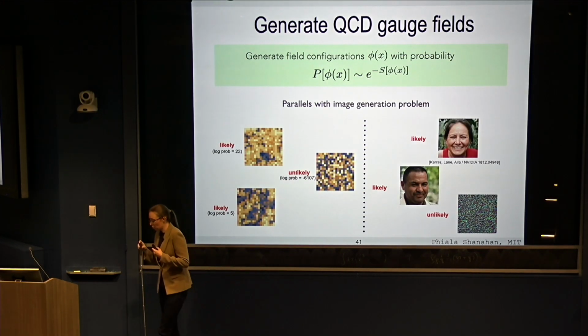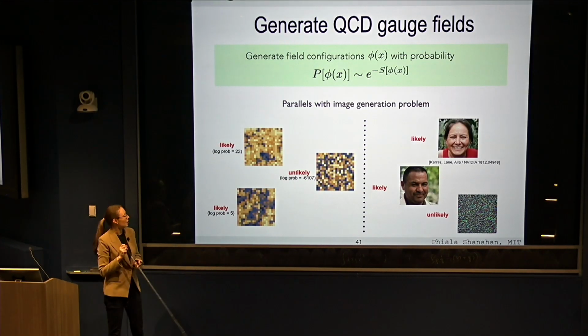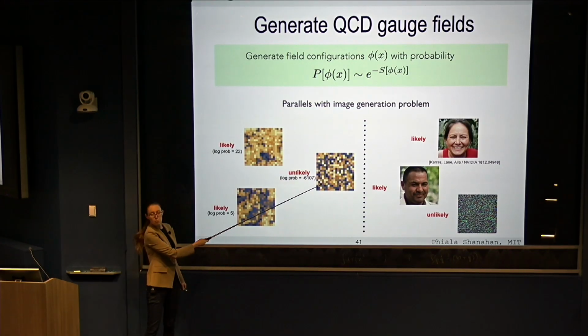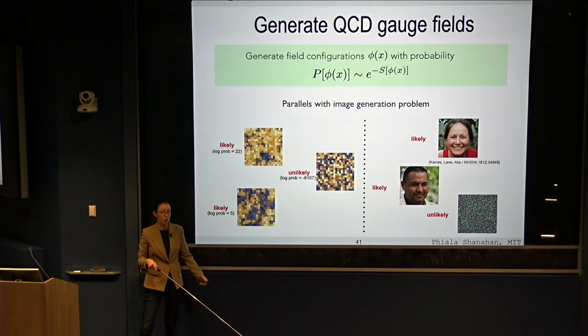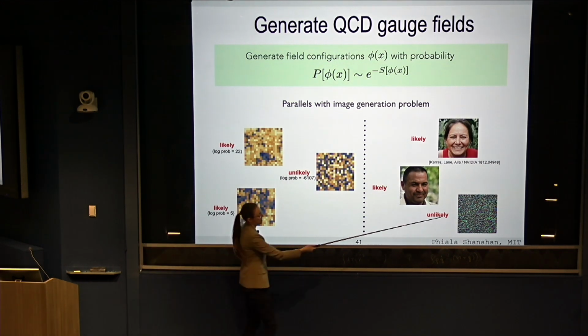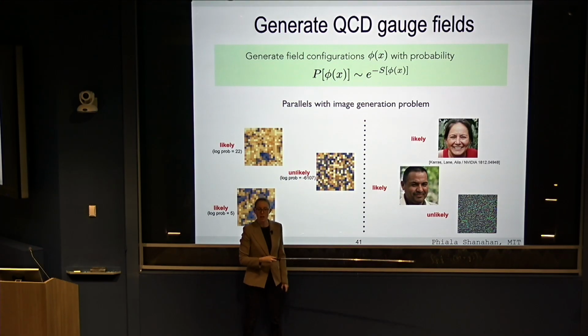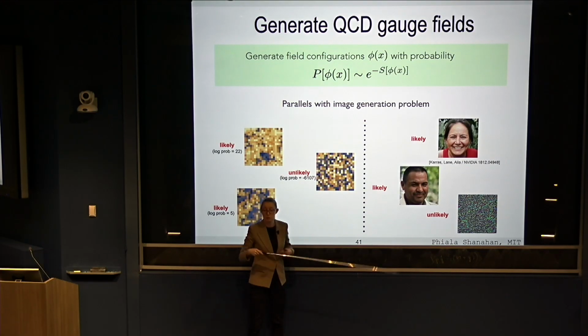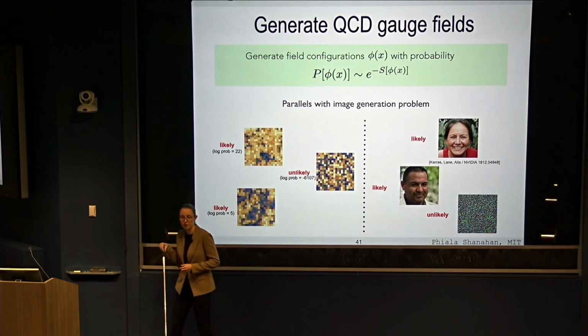Immediate and clear parallel, also immediate and clear differences. I actually want this random noise, just not very often. I want it with a very precise and well-defined probability that must be exact, right? If I'm generating pictures of people's faces, I never want this random noise. And with what probability do I want this face? Well, that's not really well-defined, right?